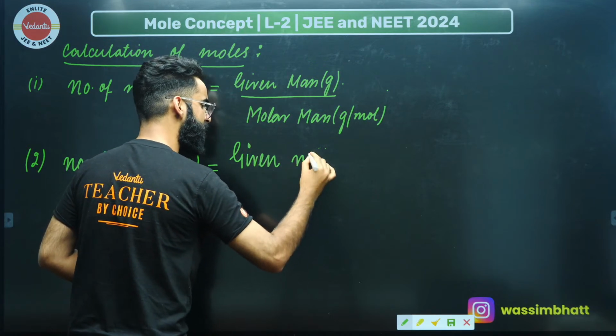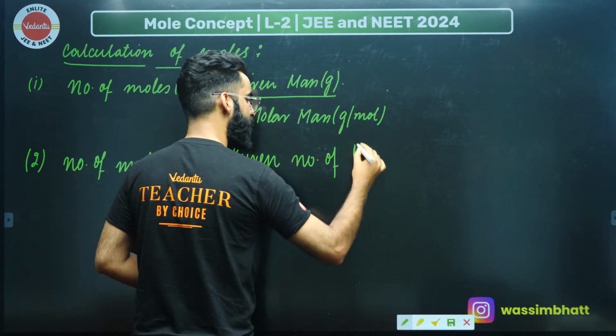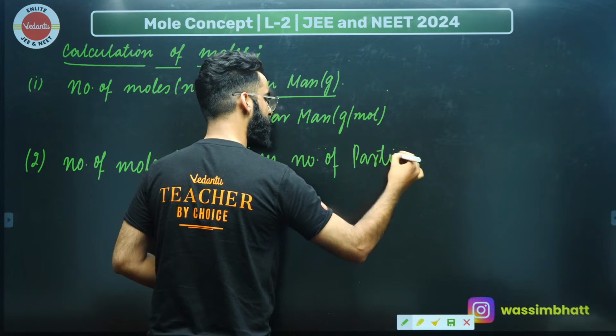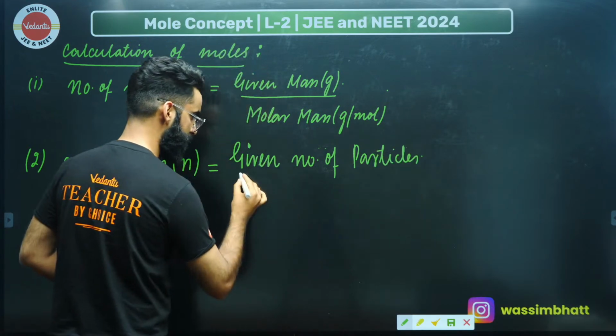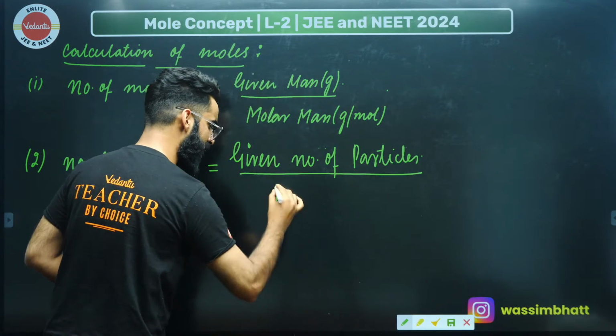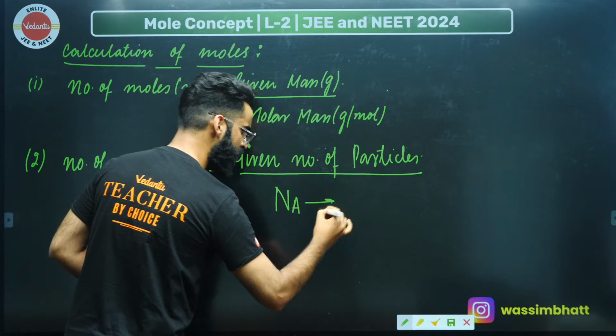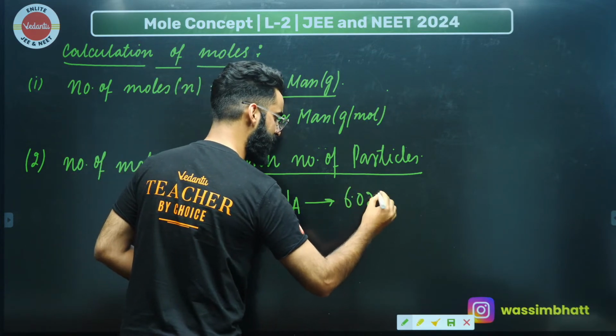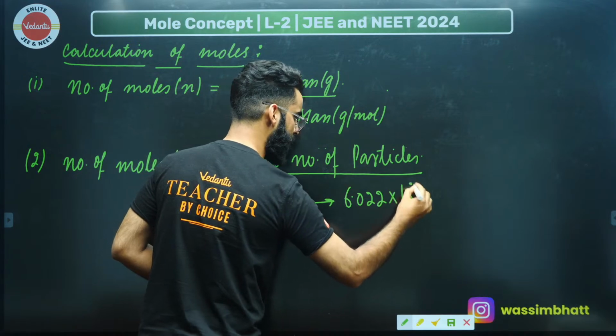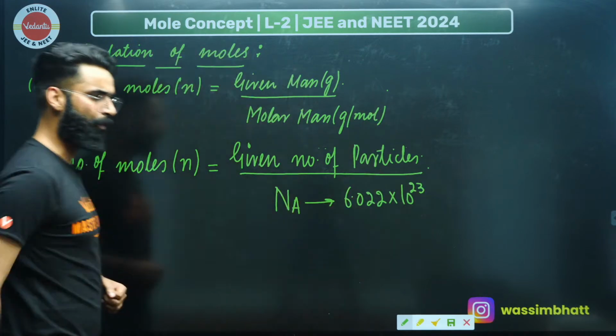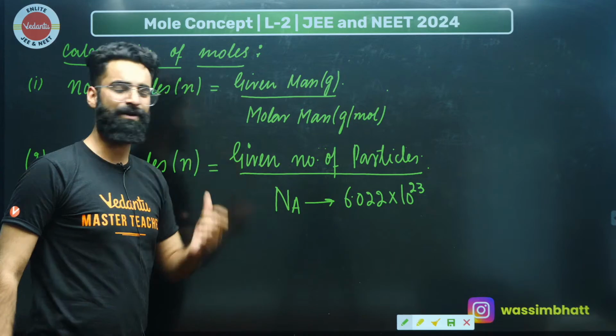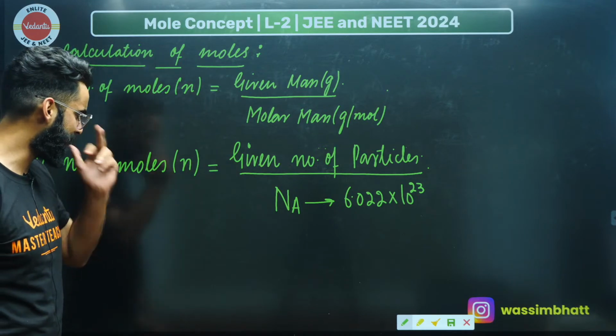given number of particles. Particles can be your atoms or molecules. Given number of particles divided by Avogadro's number, and I'm sure you know the value of Avogadro's number, which is 6.022 into 10 raised to the power 23. Now the point is, how do we exactly use this particular formula? It's again very simple. Have a look.